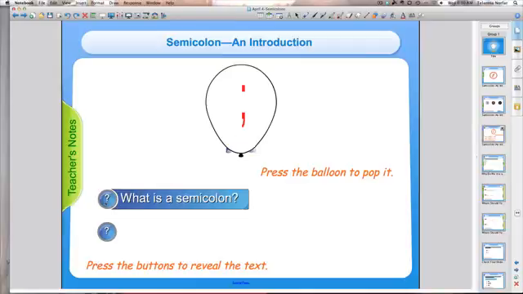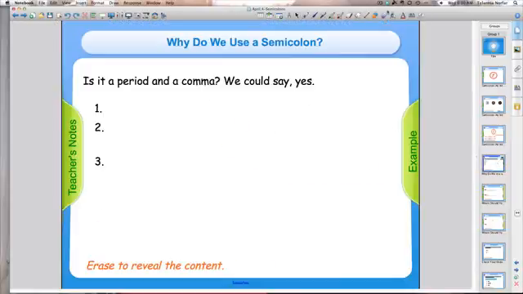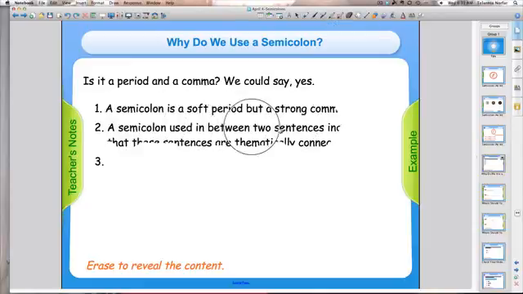Well, do you think you know? Go ahead and pause the video and give a definition of a semicolon. Unpause when you're done. Okay, you may have said it's a period above, a comma beneath. Is that really what you came up with? Well, let's look at the formal definition. Is it a period and a comma? Why? We could say yes. Let's look at why we use a semicolon.